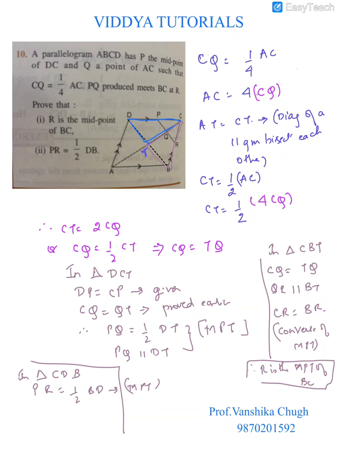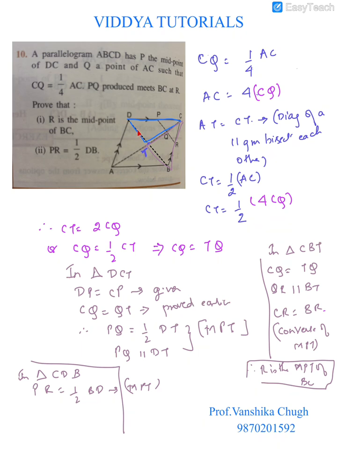So let's just brief it up. I have been first given CQ is 1/4 of AC and I proved CT is half of AC. So I get Q is the midpoint of C and T. So I get CQ is equal to TQ. Now first we will go in this triangle. P is the midpoint, Q is the midpoint. So PQ becomes parallel to TD and PQ is half of TD by midpoint theorem. So I got my first proving over here.